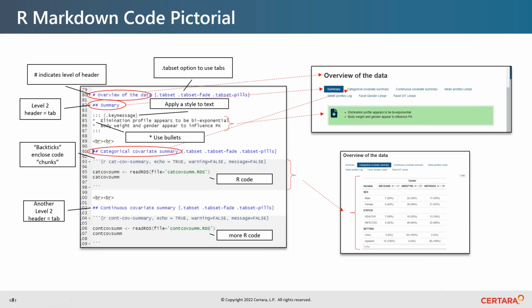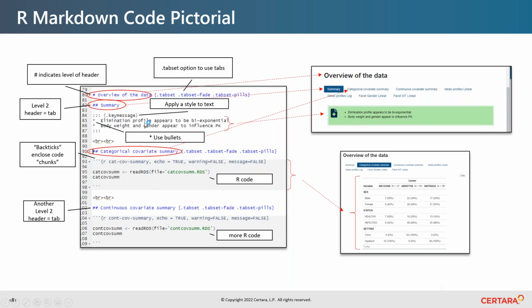Again, I don't want to give an R Markdown course, but this pictorial summarizes the main theory behind how this works. Within an R Markdown you have some code where you use a pound sign to indicate a header level. So 1 pound is a level 1 header. You see I've typed overview of the data in the R Markdown. This appears here. And we say we want to use tab sets. Then we have a level 2 header with 2 pounds. Summary, you see summary here.